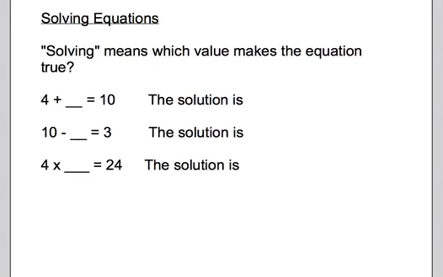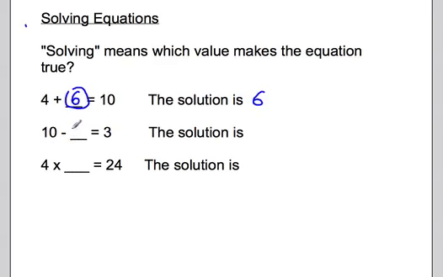So we're going to look at a couple of equations and find out which value makes the equation true in each example. So we have here 4 plus some number equals 10. What number could that be? Well, there's only one possibility. This has to be a 6. So the solution here is 6. This is the value that makes this equation true.